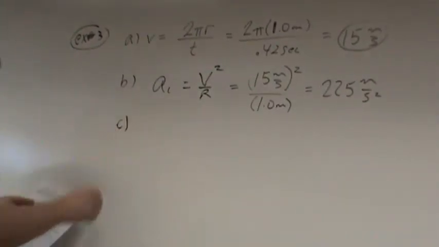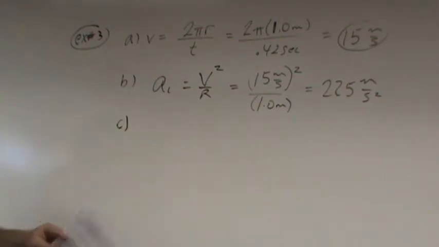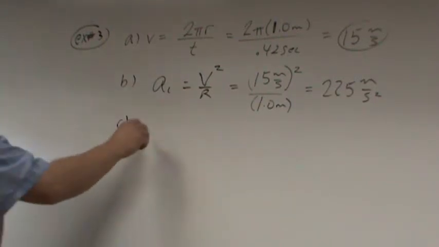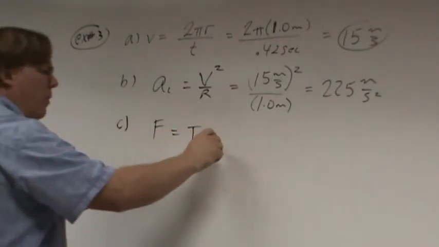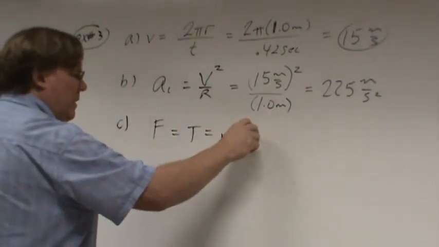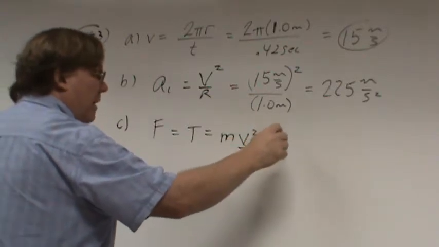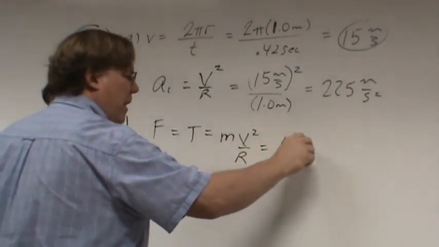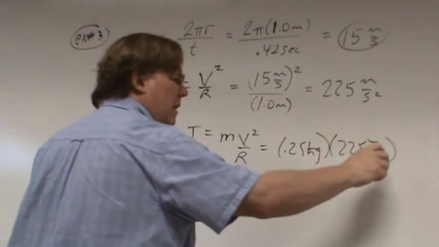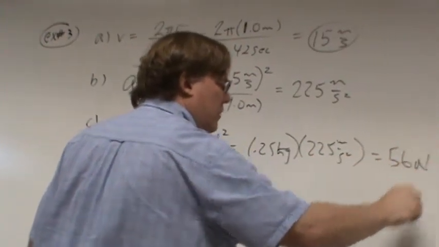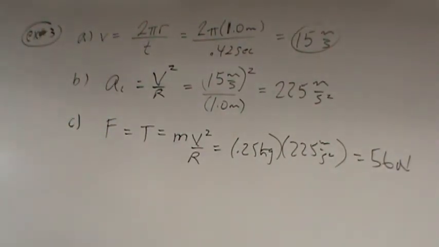Okay, and then finally part C, find the tension in the string. That tension is what's providing the centripetal force, so it'd be mv squared over r, which is ma. So you just got to do 0.25 kilograms times 225 meters per second squared, and that gets you about 56 newtons. So that's how much tension force the string is providing, 56 newtons.